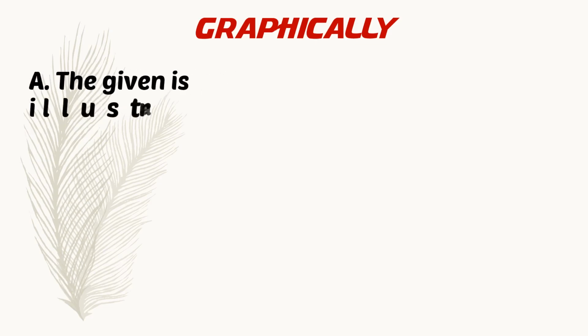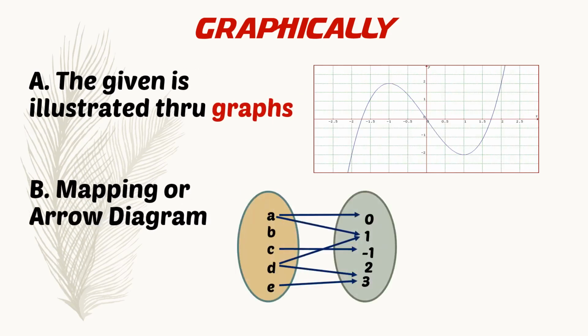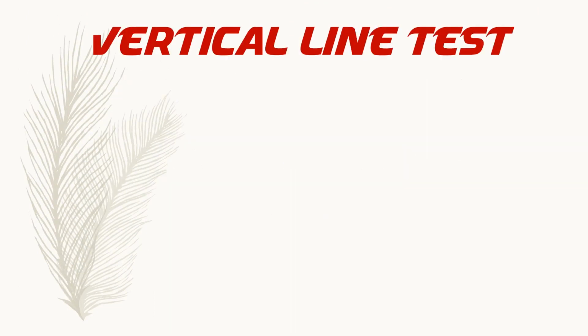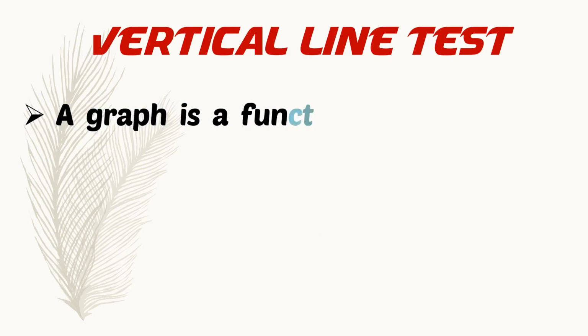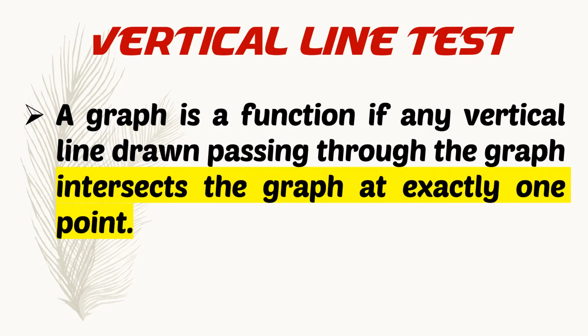We can also represent a function graphically. One is through graphs, and the other one is using a mapping or arrow diagram. But how can you determine whether a graph represents a function or not? To determine this, we will be using the vertical line test. It states that a graph is a function if any vertical line drawn passing through the graph intersects the graph at exactly one point.